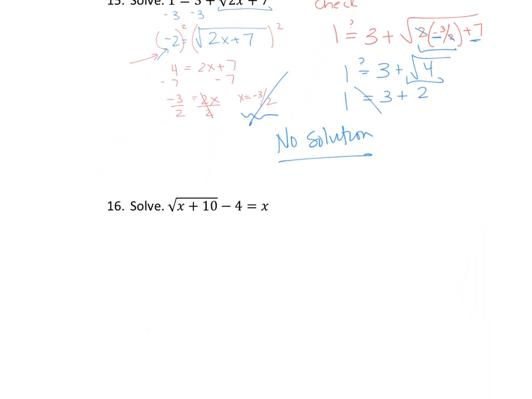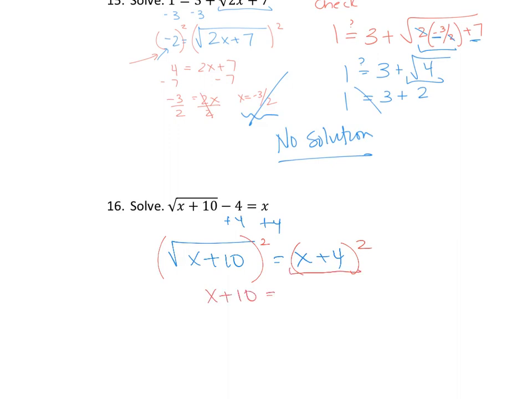Last one we have the square root of x plus 10 minus 4 equals x. Let's move the 4 over. So we have the square root of x plus 10 is equal to x plus 4. We're going to square both sides, and so we get x plus 10 equals. Now don't forget, to square this means x plus 4 times x plus 4. You're going to get 4 terms here: x squared plus 4x plus another 4x plus 16. So combining our like terms, we're going to get x squared plus 8x plus 16.